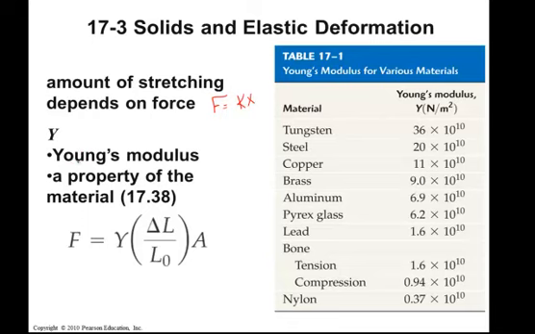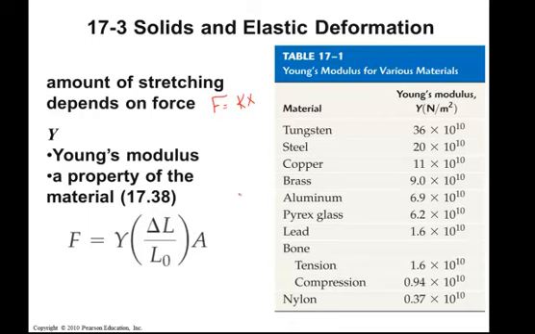So Y is this Young's modulus, and there's a table here for different materials and their Young's modulus. And this depends on the material. And problem 17.38 is going to be using this equation. F is my force, Y is my Young's modulus, which I would have to look up on a table. Delta L would be the change in the length. L0 is the original length, and A is going to be your area.